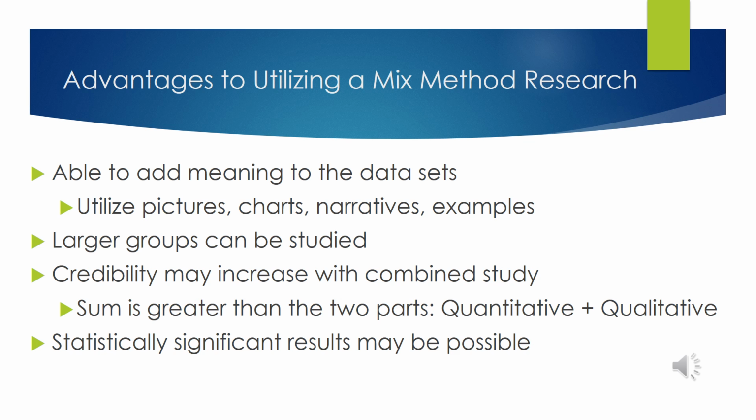So there are some real advantages to utilizing the mixed method research. The first one is that you're actually able to add meaning to data sets. So instead of just numbers, you can utilize pictures and charts and narratives and examples. And this is what helps build that more well-rounded answer to your research question. You can also, in your qualitative research, start looking at larger groups. Larger groups can then be studied. You may have more credibility, or your credibility may increase with a combined study. So think of it as the sum is greater than the two parts. So just because you had a quantitative study or a qualitative study, if you add those two together, again, it gives you this much better picture, more well-rounded picture of the question that you are researching. There is the possibility that you'll have a greater increase in statistical significance.